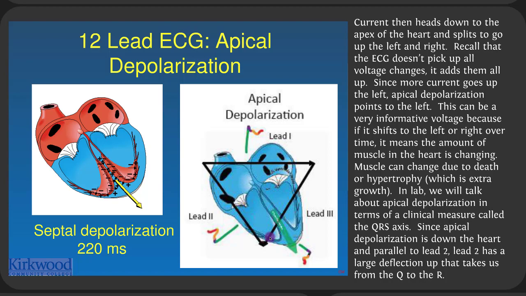In lab, we'll talk about apical depolarization in terms of the clinical measure called the QRS axis. Since apical depolarization is down the heart and parallel to lead 2, it has a large upward deflection that takes us to the top of the R wave. Apical depolarization runs the same direction as lead 1, but it's a little bit more perpendicular to lead 1 than lead 2, so our R wave is typically smaller in lead 1. Apical depolarization runs perpendicular to lead 3, but it does run in the same direction, so we get an upward deflection, though it's not a very big upward deflection.